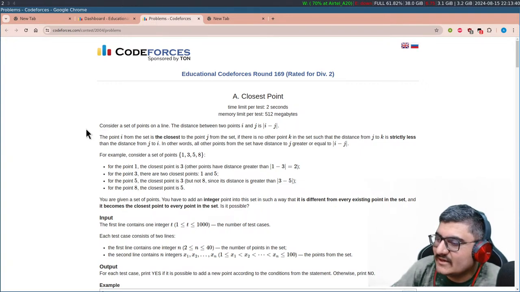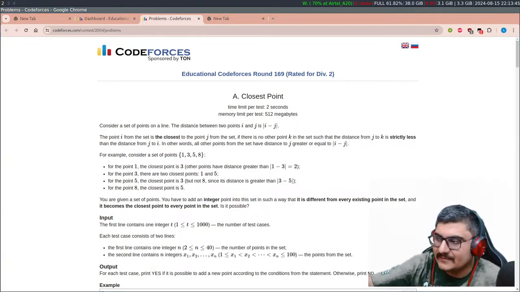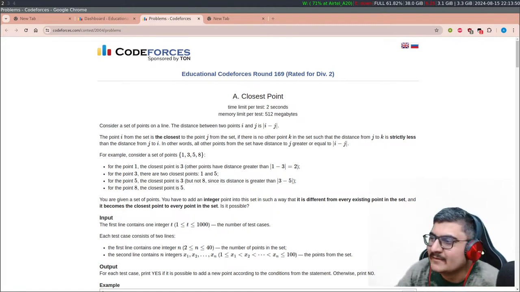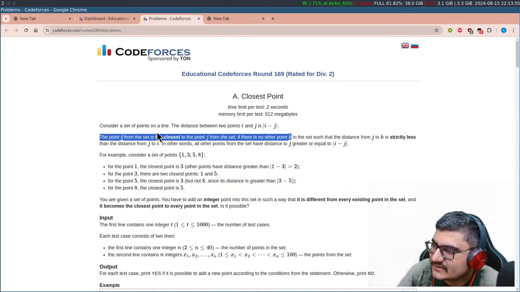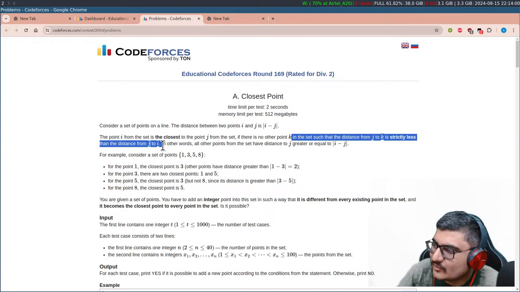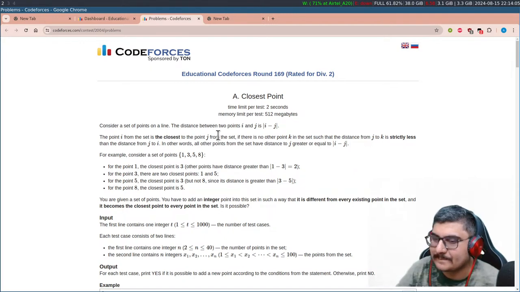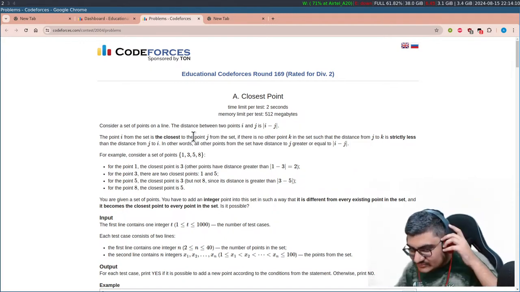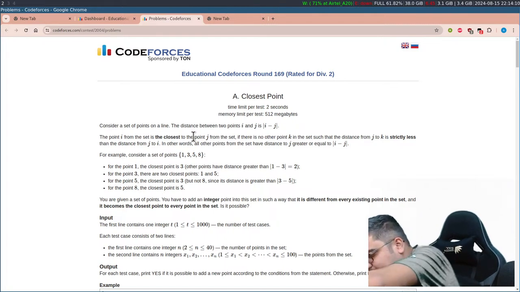First problem says consider a set of points on a line. The distance between two points i and j is the absolute difference, i minus j. Point i from the set is the closest point to the point j from the set if there is no other point k in the set such that the distance from j to k is strictly less than the distance from j to i. In other words, all the points from the set have distance to j greater than or equal to i minus j. Probably looks like a lot of jargon here. Let's see what exactly this problem is asking us.